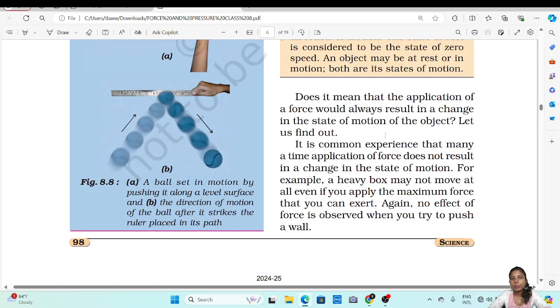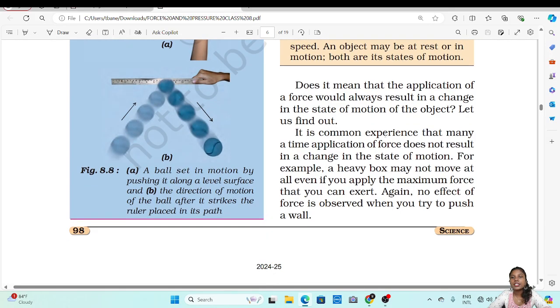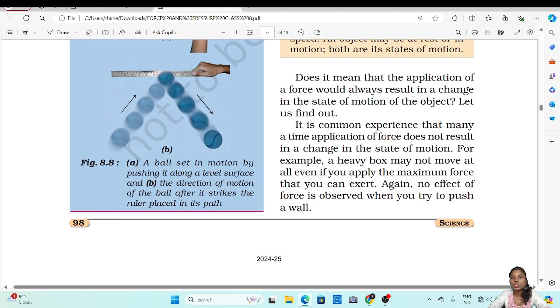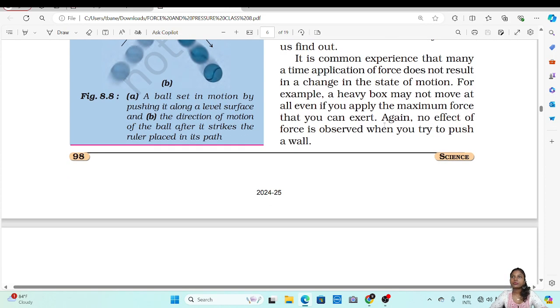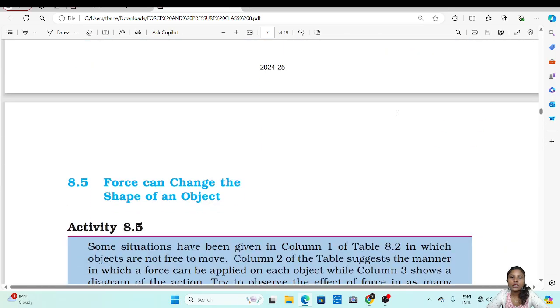Does it mean that the application of force would result in change in the state of motion of an object? Yes. It is common experience that many times application of force does not result in change in state of motion. Say now you are pushing a wall, okay? Now in that case what happens? No matter how much force you apply, your force won't be enough to make that wall move. So in some cases, change in state of motion won't occur.